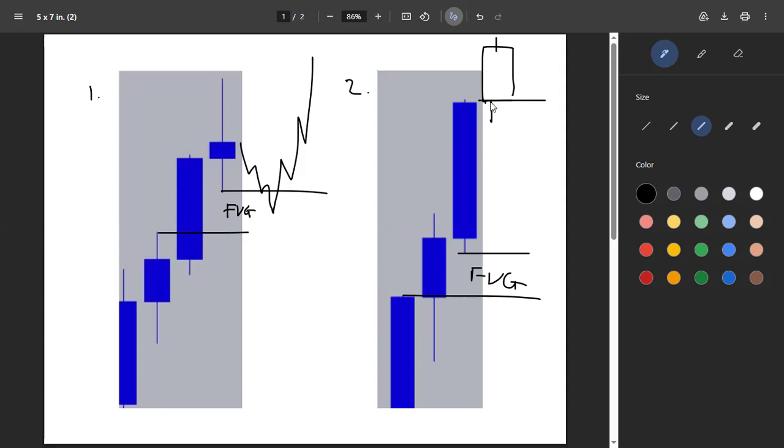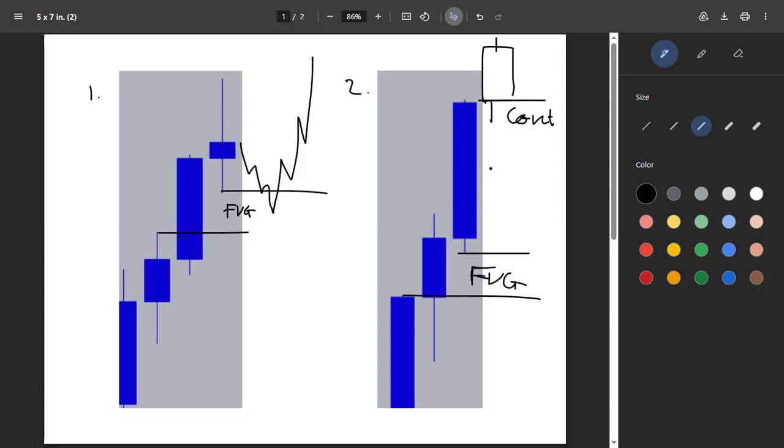This is most of the time. You see this. It's very rare to see the price coming all the way down to the fair value gap and then going up. It's very rare. So in this scenario, just look for continuation. Do not bother looking for the price to come to your fair value gap. It doesn't work most of the time.